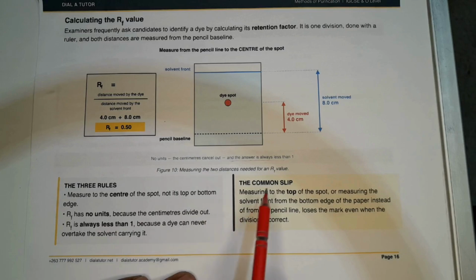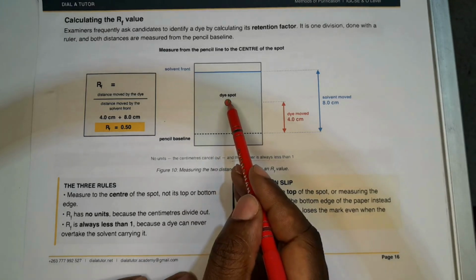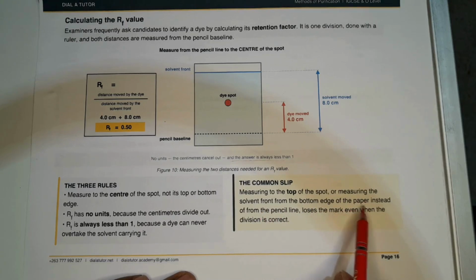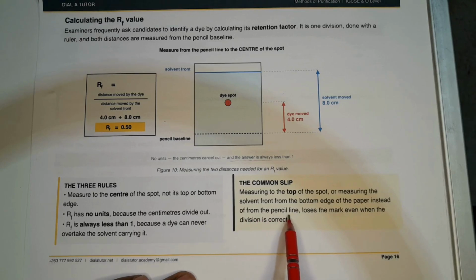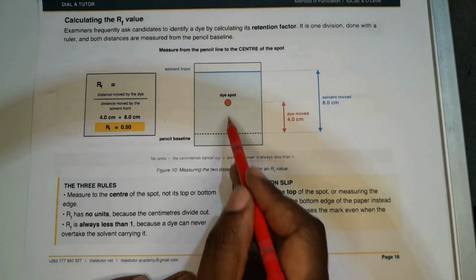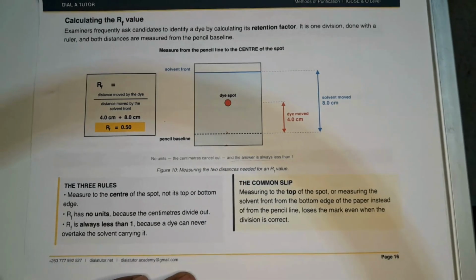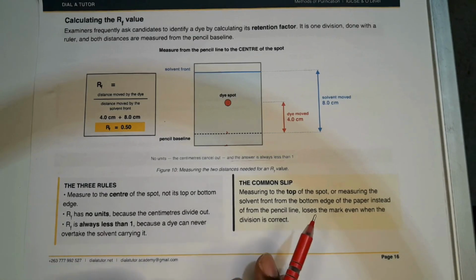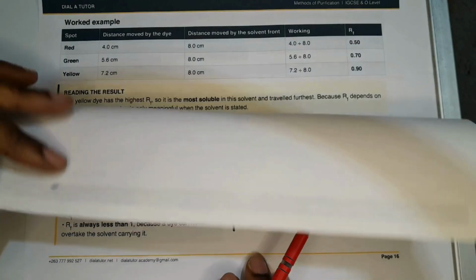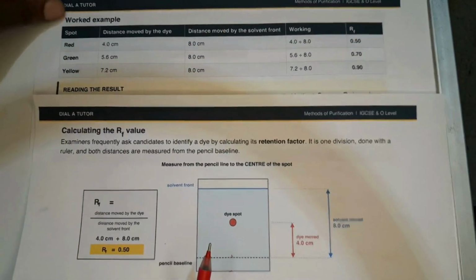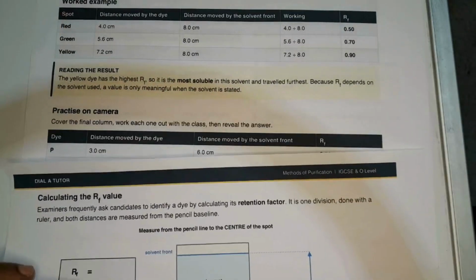Okay, now the common slip: measuring the top of the spot, like at the very end here, or from the bottom edge, or measuring probably from the bottom edge of the paper instead of from the pencil line. So also the other mistake is to measure from the bottom edge here instead of from here. Alright, so you end up losing marks should that be shown in the exam. Alright, so you could be having some kind of practice here. So let's see, maybe we do have what we have here.